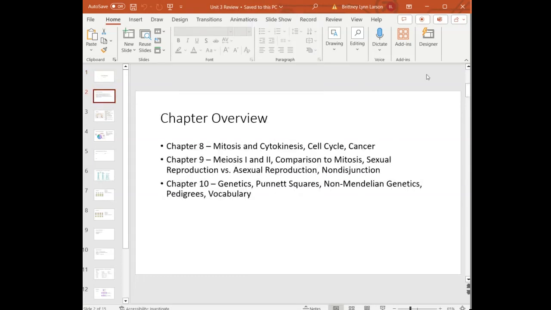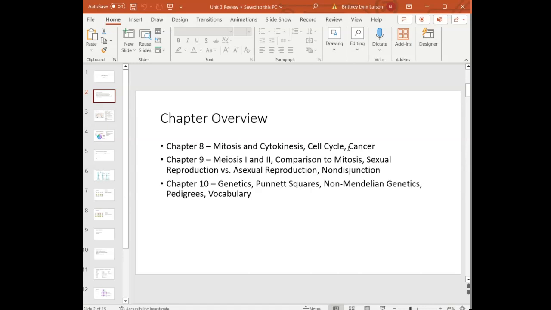For Unit 3, these are just some of the major overviews for chapters. Chapter 8 was mitosis and cytokinesis, the cell cycle, and cancer. So what happens when the cell cycle isn't controlled, and we'll talk a little bit about that today briefly. And then you have meiosis 1 and 2 in chapter 9, comparing mitosis to meiosis, which means comparing sexual and asexual reproduction, as well as talking about non-disjunction and what happens when meiosis goes wrong.